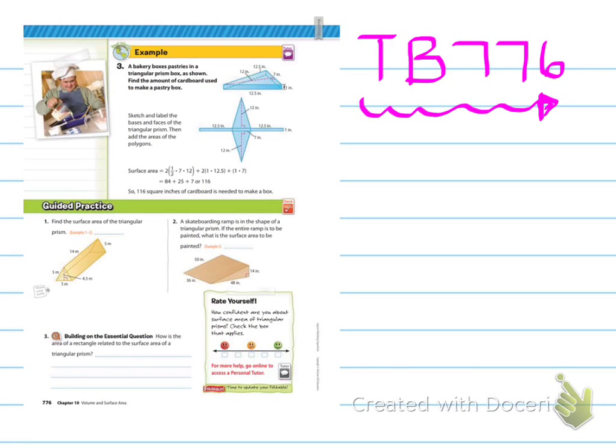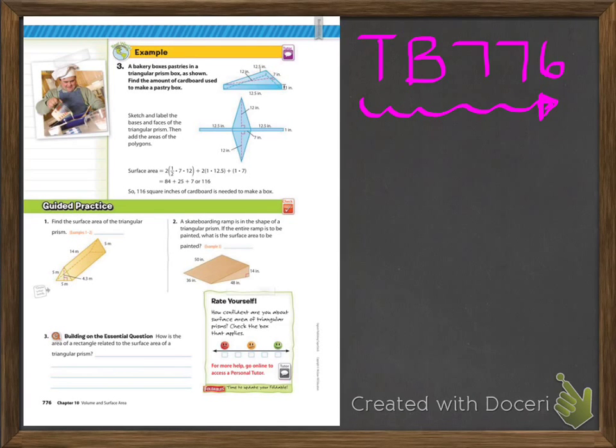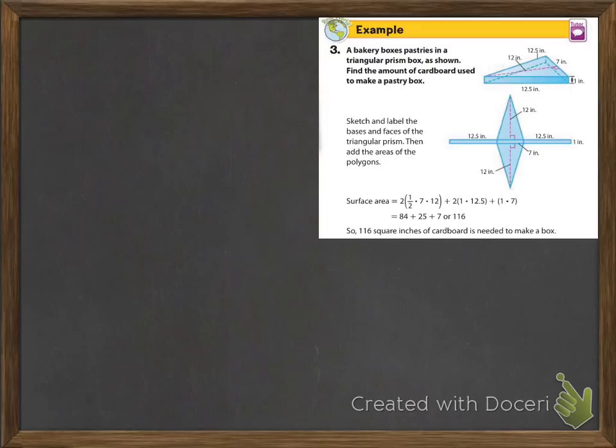All right, so now you should be looking at textbook page 776. I know you've done a lot of work so far, so let's go ahead and take a look there. At the top, you can see it says a bakery boxes pastries in a triangular prism box as shown. Find the amount of cardboard it used to make a pastry box. Then it says to sketch and label the bases and faces of the triangular prism. Then add the areas of the polygons.